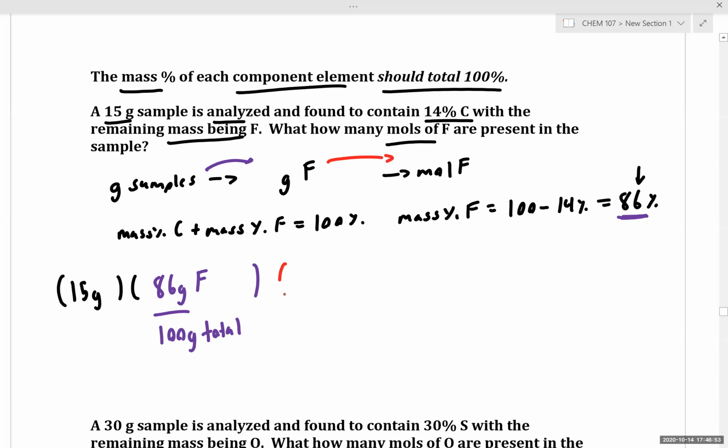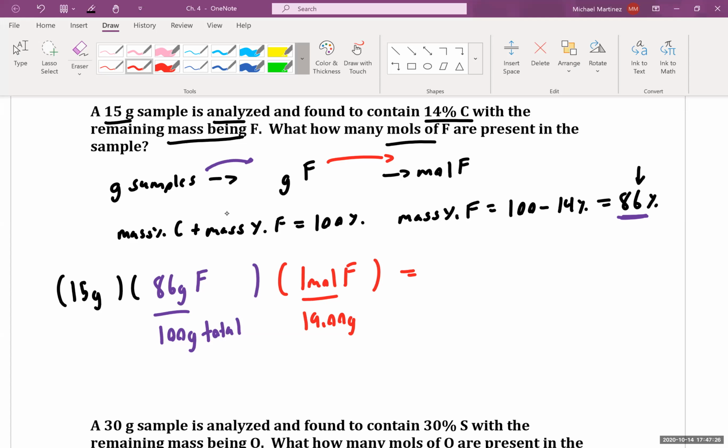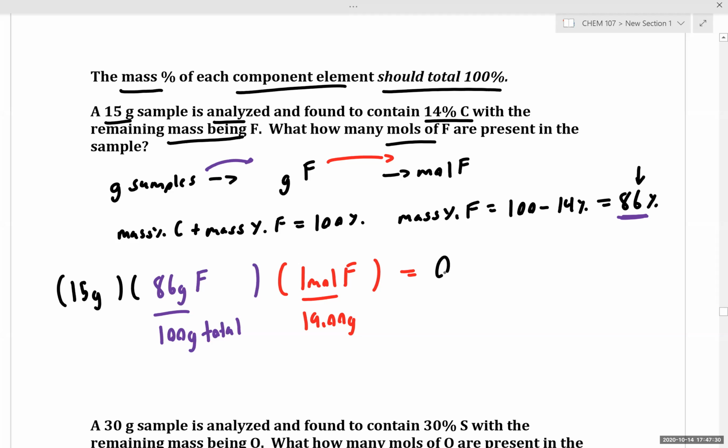Next, we can go from the grams of fluorine to the moles of fluorine. And we know in 1 mole of fluorine, we have 19.00 grams. So punching this into our calculator, we have 15 times 86 over 100 over 19. And that in turn gives us 67.89, not percent. Whoops. I multiplied by 100. Got a little ahead of myself there. So punching this into our calculator, that in turn gives us 0.6789 moles of fluorine that we then round to 0.68 moles of fluorine.